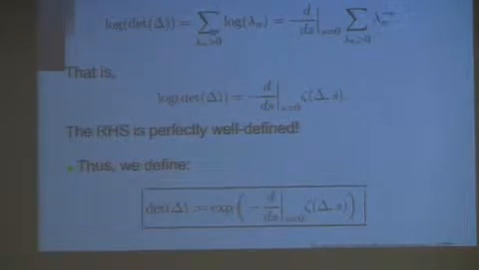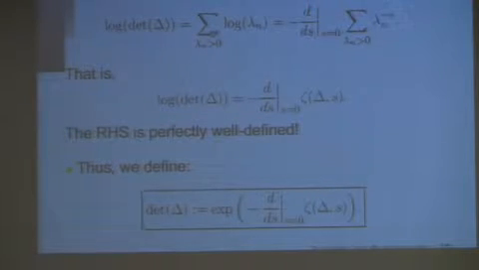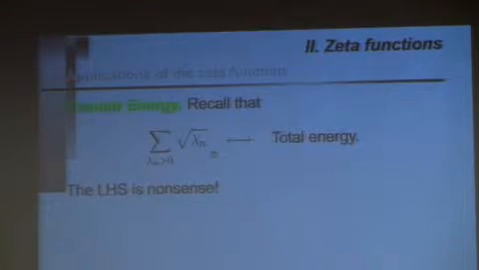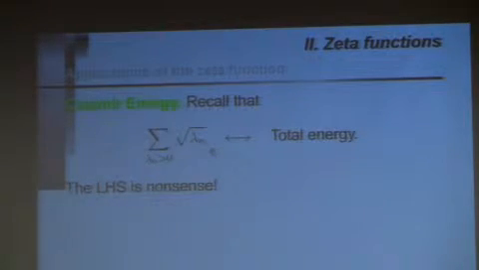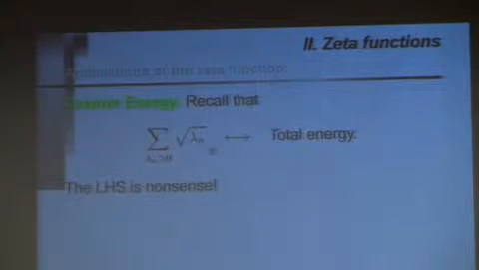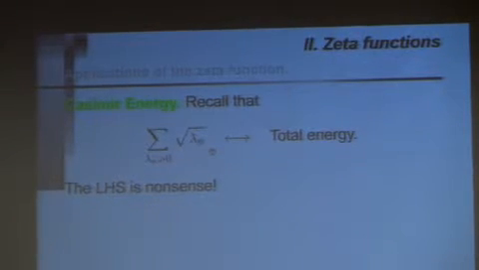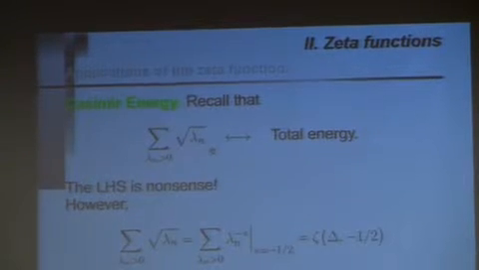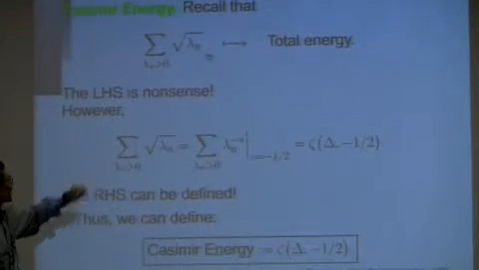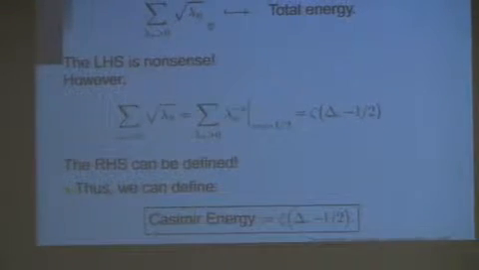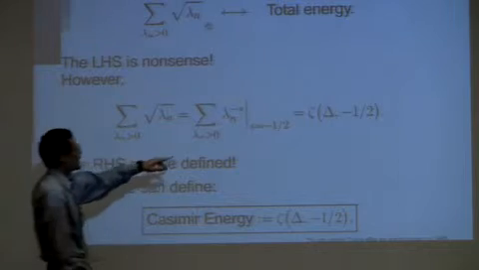But what's the subject of this talk is the Casimir energy. So the zeta function can help you define the Casimir energy. Recall that the Casimir energy is defined so you take the eigenvalues of your system, take their radicals, and sum over all of them. And that somehow represents the total energy of your system. Of course, that left-hand side there is complete nonsense. But the thing to notice is that it's nothing but the zeta function at -1/2. So the sum of the radicals of the eigenvalues is exactly just the zeta function at s equals -1/2.